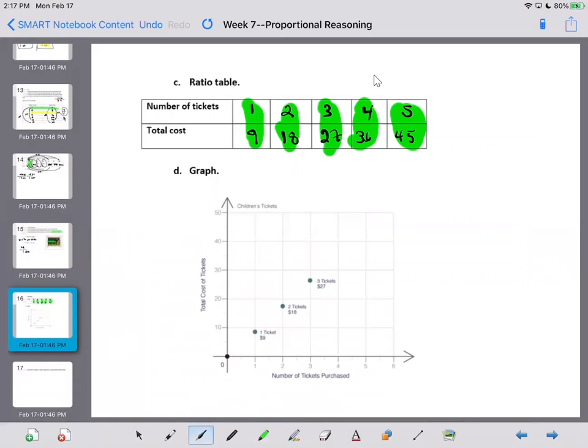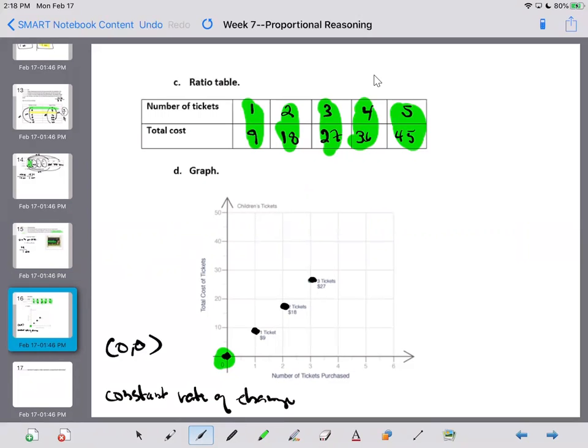But when you graph those, notice that 1 ticket's $9, 2 tickets 18, 3 tickets is 27, and notice that at 0, 0, this actually goes through the ordered pair 0, 0, and it has a constant rate of change. But in this case, we're not talking about rise and run, so to speak, not in this grade level. We're really talking about proportionality. Is this proportional? Yes, 9 to 1 is the same as 18 to 2, 27 to 3, 36 to 4.